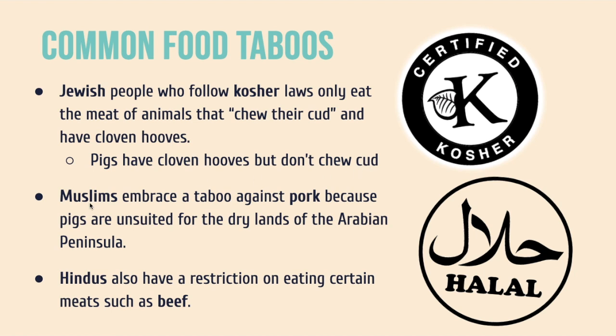So in Islam, there's a taboo against pork. And really, you guys, it says these things in the religious writings of these groups. So in the Quran, for example, there is a passage that just says you're not supposed to eat swine. You're not supposed to eat pork. So in some ways, it is just written right into the religion.